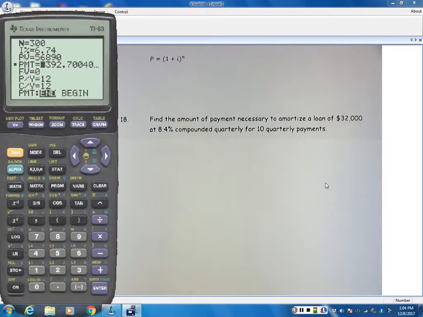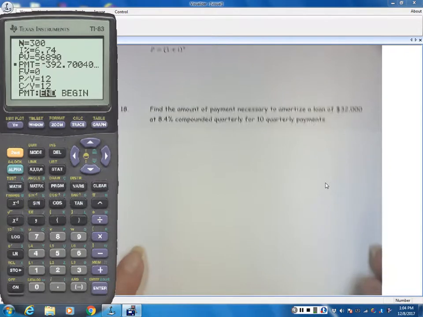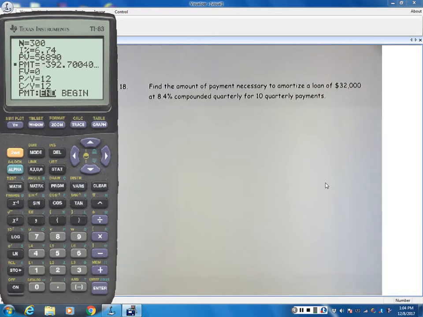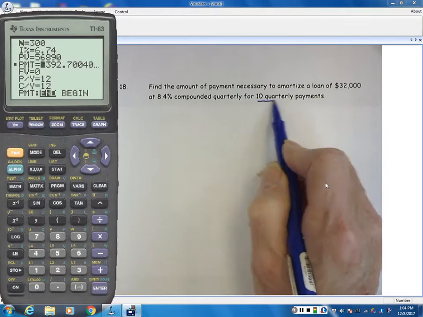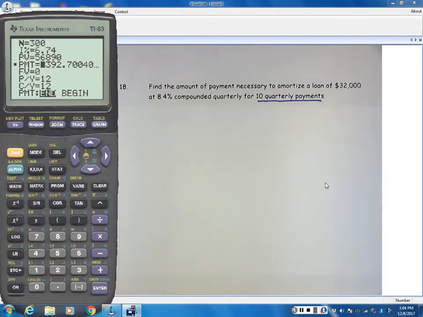Okay, problem 18 says, find the amount of payment necessary to amortize a loan of $32,000 at 8.4% compounded quarterly for 10 quarterly payments. Now you have to read that carefully because this tells you how many payments you're going to make. So you're not going to multiply that by anything. Okay? It gives you the total number of the payments.